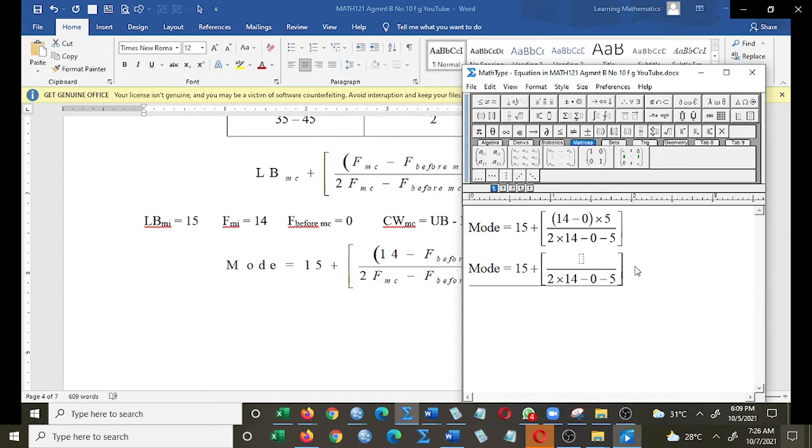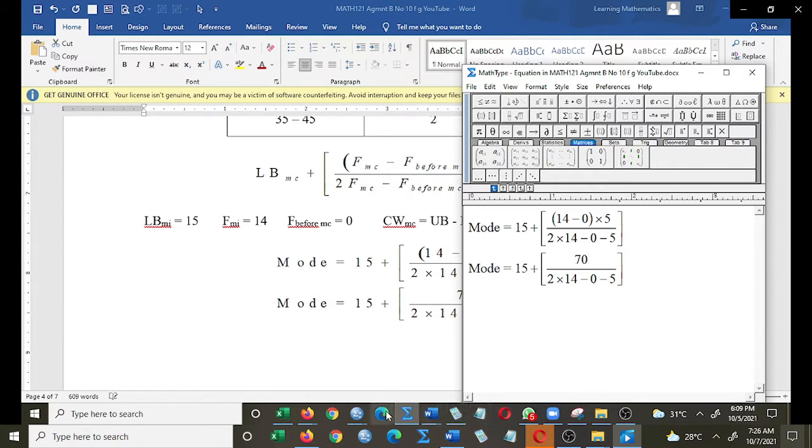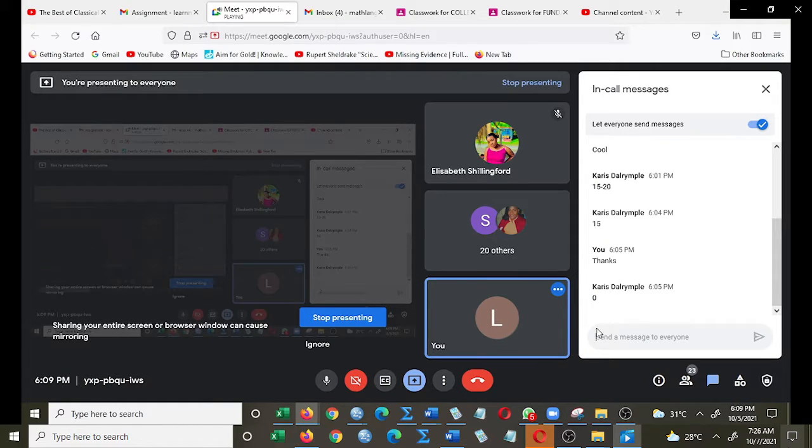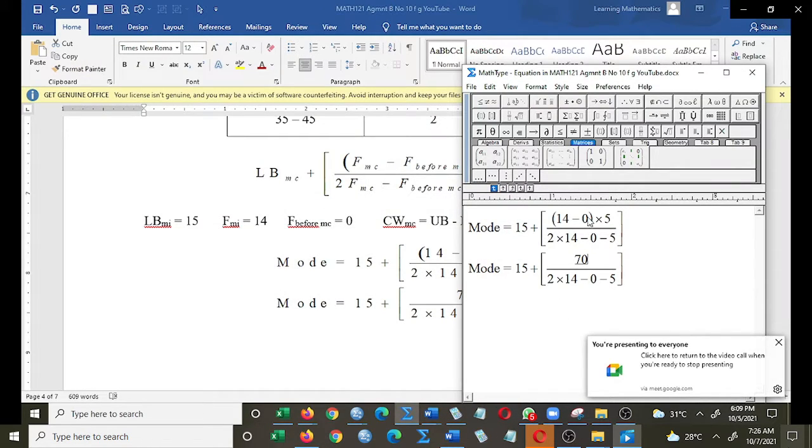14 minus 0 times 5. Someone said 5? Someone said 70. Sorry, that's not a problem. Trust me, that's why I give you a chance to participate, because it's numbers. So always work with your calculator. Please bear that in mind. Someone said 0. Okay, 0 for the one before. The frequency before the modal class is 0.